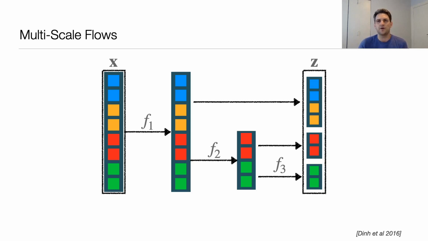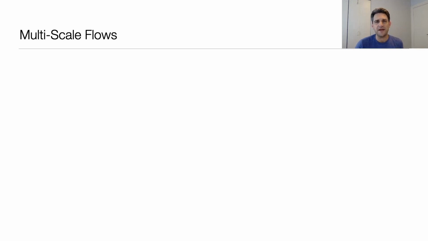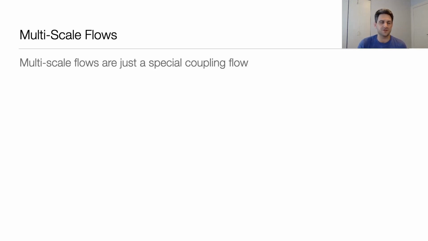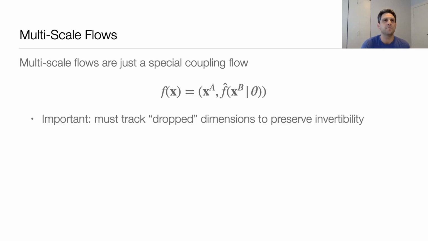But we haven't actually discarded those extra dimensions. All we've done is short-circuit them to the end and stick them directly into the latent space representation z. Mathematically, we can view these multi-scale flows as just a special form of coupling flow, where the coupling network is constant. It doesn't actually depend on x_A. So x_A just never gets touched and never even gets used after some point. But of course, as I was saying, it's important that we keep track of these dropped dimensions in order to preserve invertibility.